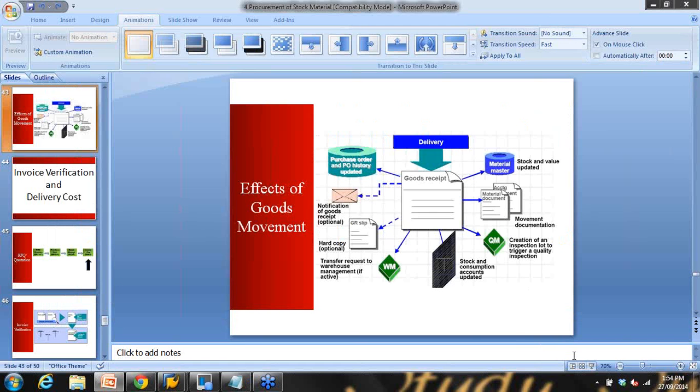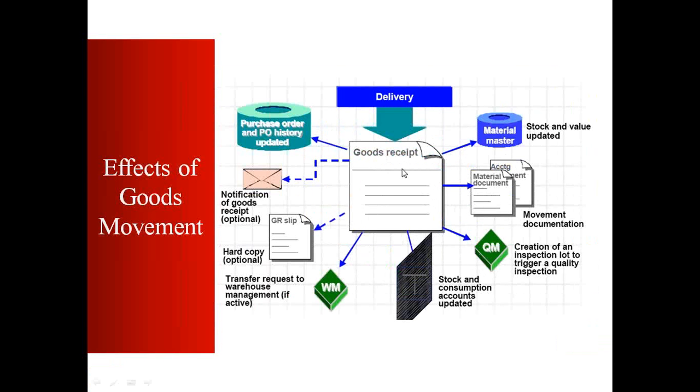Whenever in the system we do a goods receipt for a purchase order, that means we are creating a delivery. We receive the goods and now we want to add the goods to our own stock. So whenever you create the goods receipt, at the same time the system will update the stock of the material and the value of the stock. If you receive 100 pieces, it will add 100 pieces to the existing stock and change the value of the stock as well.